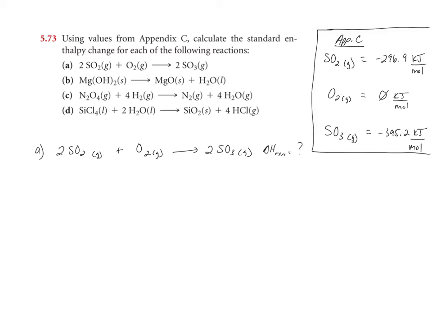We can do this by looking at the enthalpies of formation given in Appendix C. And this is what I was referencing in your video lecture number 28 for this section. So what we do is follow the formula given at the end of that video. It says the sum of your products essentially minus the sum of your reactants.